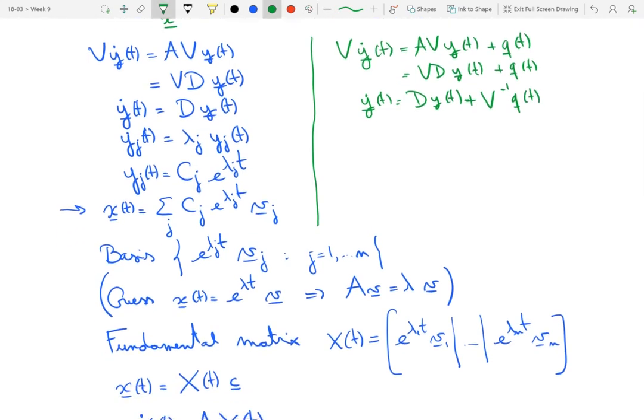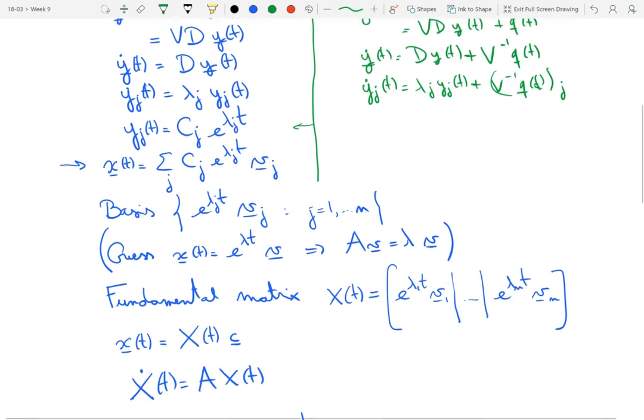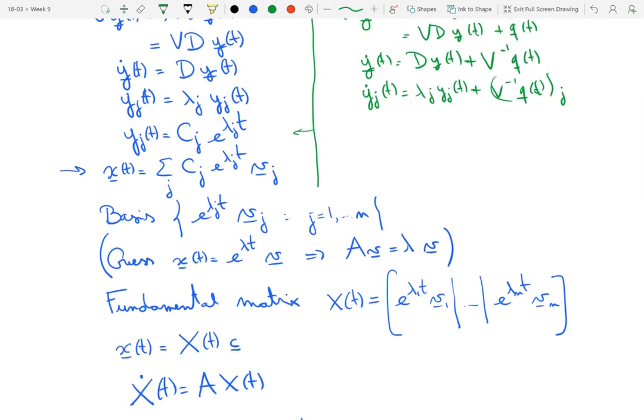And so now component-wise, we have that the jth component of this vector relationship would be yj dot of t is equal to lambda j yj of t plus the jth component of this vector V inverse Q. So here it is. At this point, it is a little more difficult to solve than the simple exponential solution that we had here in the homogeneous case. And the way to handle an equation like this is by this method called the variation of parameters.